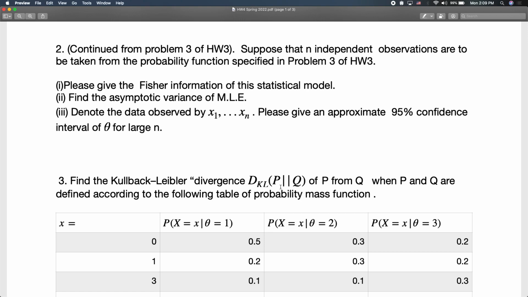Okay, problem 3 of homework 3. So, an independent observation, probability function, and Fisher information, MLE, asymptotic variance, and then confidence interval. So same template as question 1.